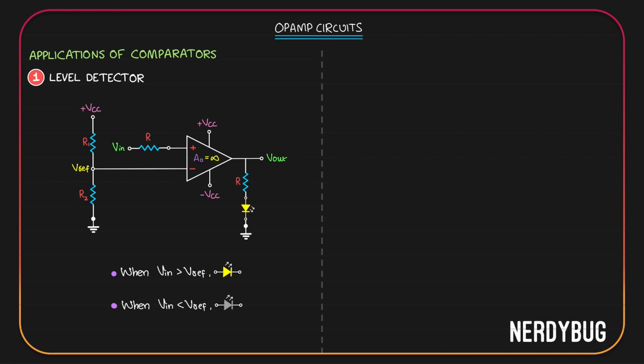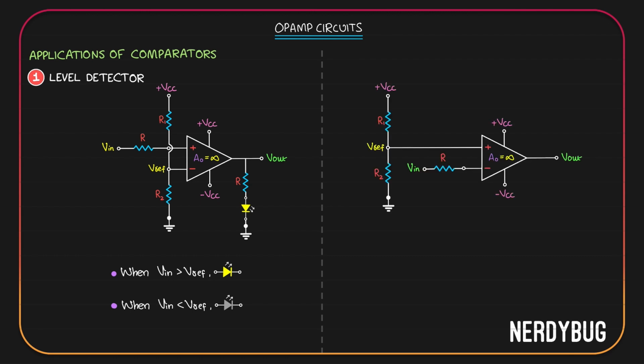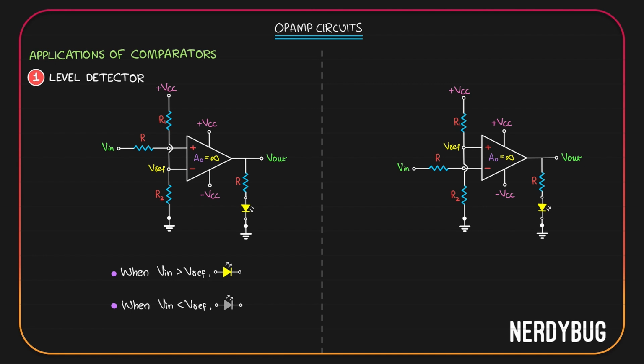Let us also take a look at the inverting version of this, but before that, I want to redraw the circuit. To make the inverting version of this, we'll take an inverting comparator. Now, connect an LED at the output. This is it. Now, whenever input is greater than the reference voltage, LED will be off, and when it is less than the reference voltage, LED will be on.